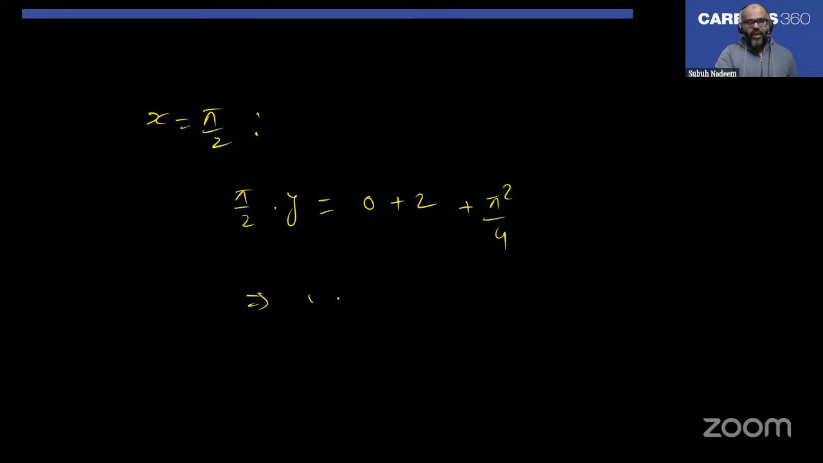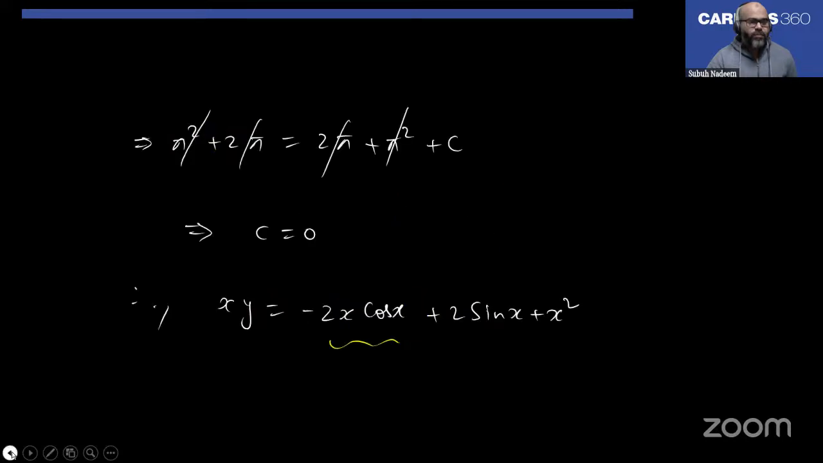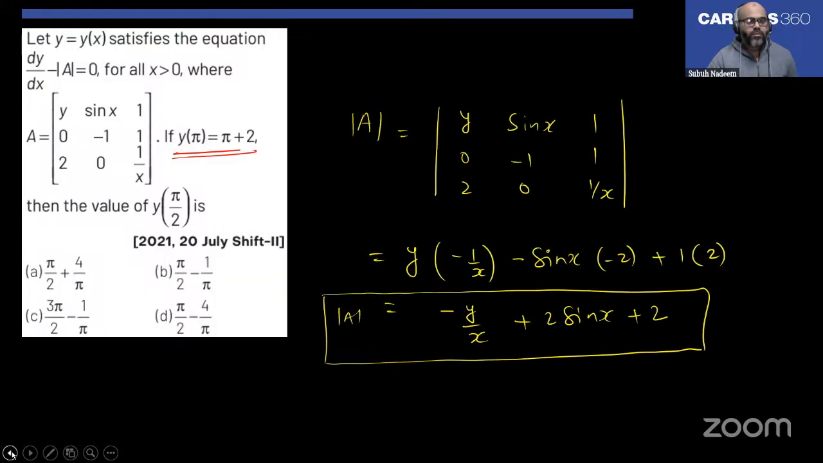So what we get, y is equal to, so we write it like this, 4 by pi. This is what we'll get, the first term, 2 into 2 by pi, which is 4 by pi. And next is pi square by 4 divided by pi by 2, so you can write it as pi by 2. So y is equal to 4 by pi plus pi by 2. So this is option A. Option A is matching here.